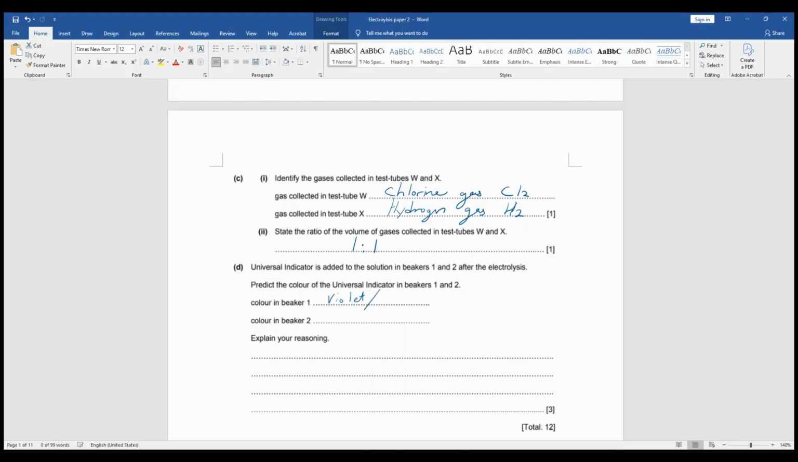Of course, I think some students might write purple. I think we can accept that. Or blue. Okay, I think blue is fine, because it means slightly alkaline, so it's possible. Color in beaker 2. In beaker 2, we have an equal loss of H2 and O2, with H plus and OH minus being discharged equally. So it should still remain neutral. So what's the color for neutral? It will be green. Okay, then you explain what I've just said.